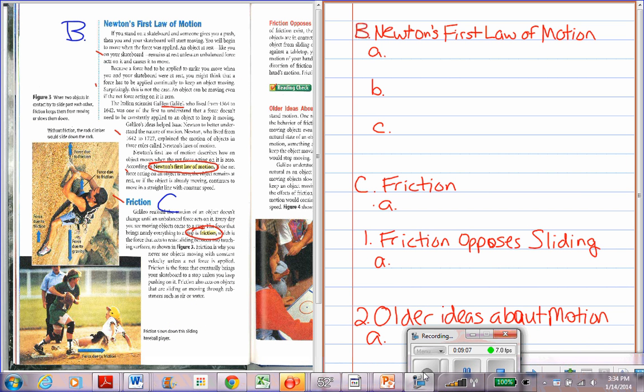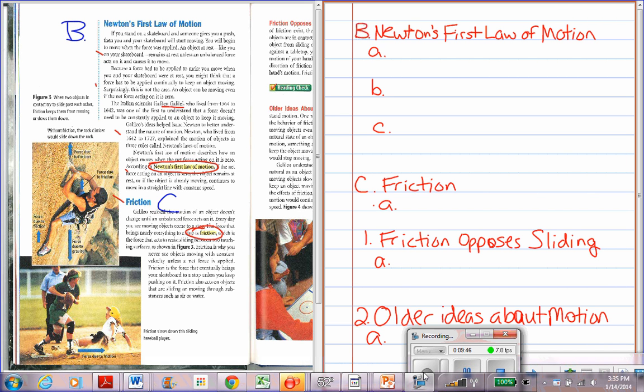Okay, now we have Newton's first law of motion. If you stand on a skateboard and someone gives you a push, then you and your skateboard will start moving. You will begin to move when the force was applied. An object at rest, like you on your skateboard, remains at rest until an unbalanced force acts on it and causes it to move. Because a force had to be applied to make you move when you and your skateboard were at rest, you might think that a force has to be applied continually to keep an object moving. Surprisingly, this is not the case. An object can be moving even if the net force acting on it is 0.